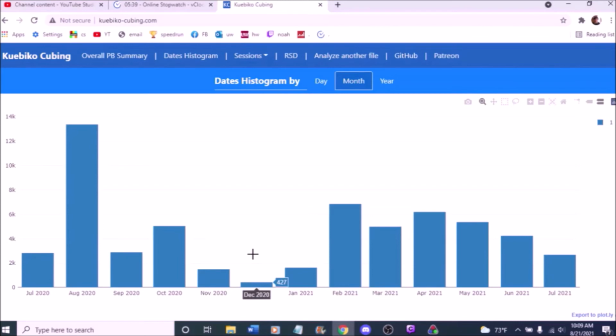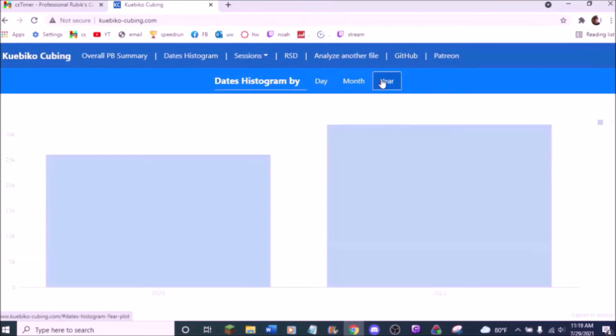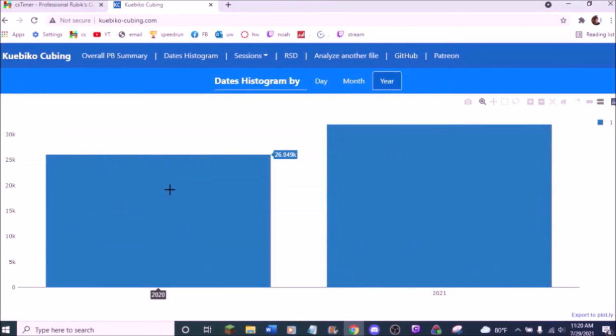That's probably because I was studying for final exams, and then for winter break, I did a lot of Crash Twinsanity speedrunning. Then I randomly decided to do a lot of solves from February to July, although the number of solves steadily declined. Finally, here's the histogram for years. I did 26,000 solves in 2020 and 32,000 in 2021, although each of these is only about half a year.